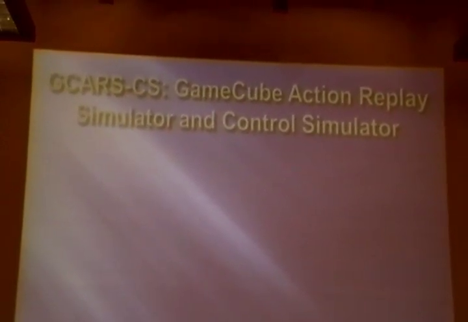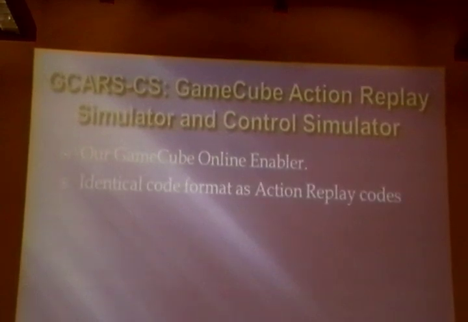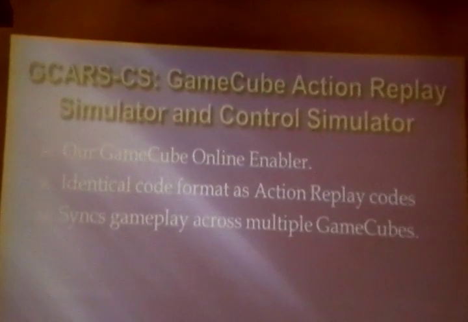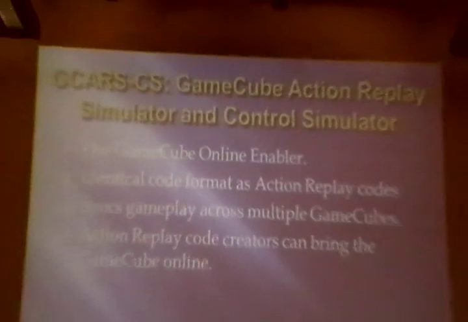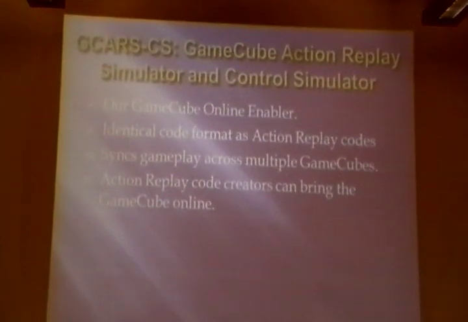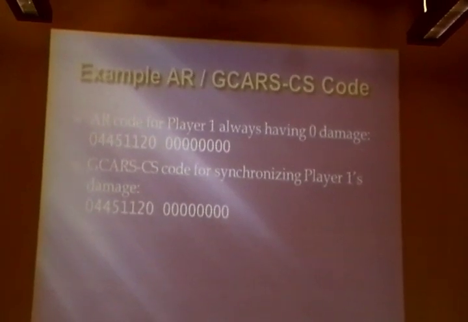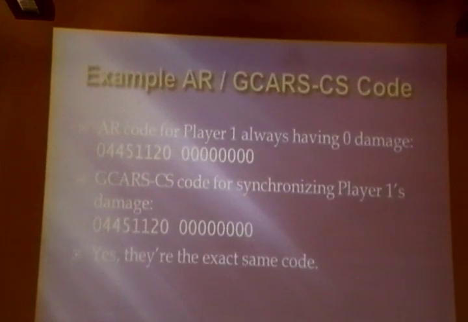So that is what we did with our GameCube online enabler, which is called GameCube Action Replay Simulator and Control Simulator, or GCARS-CS. It implements a code engine with exactly the same format as the Action Replay, but with the ability to synchronize data over the network rather than repeatedly loading just the same data over and over. And so this allows Action Replay code creators to bring the GameCube online. So here we have an example of an Action Replay code for 0 damage, and a GCARS-CS code for synchronizing damage, and they are the exact same code.